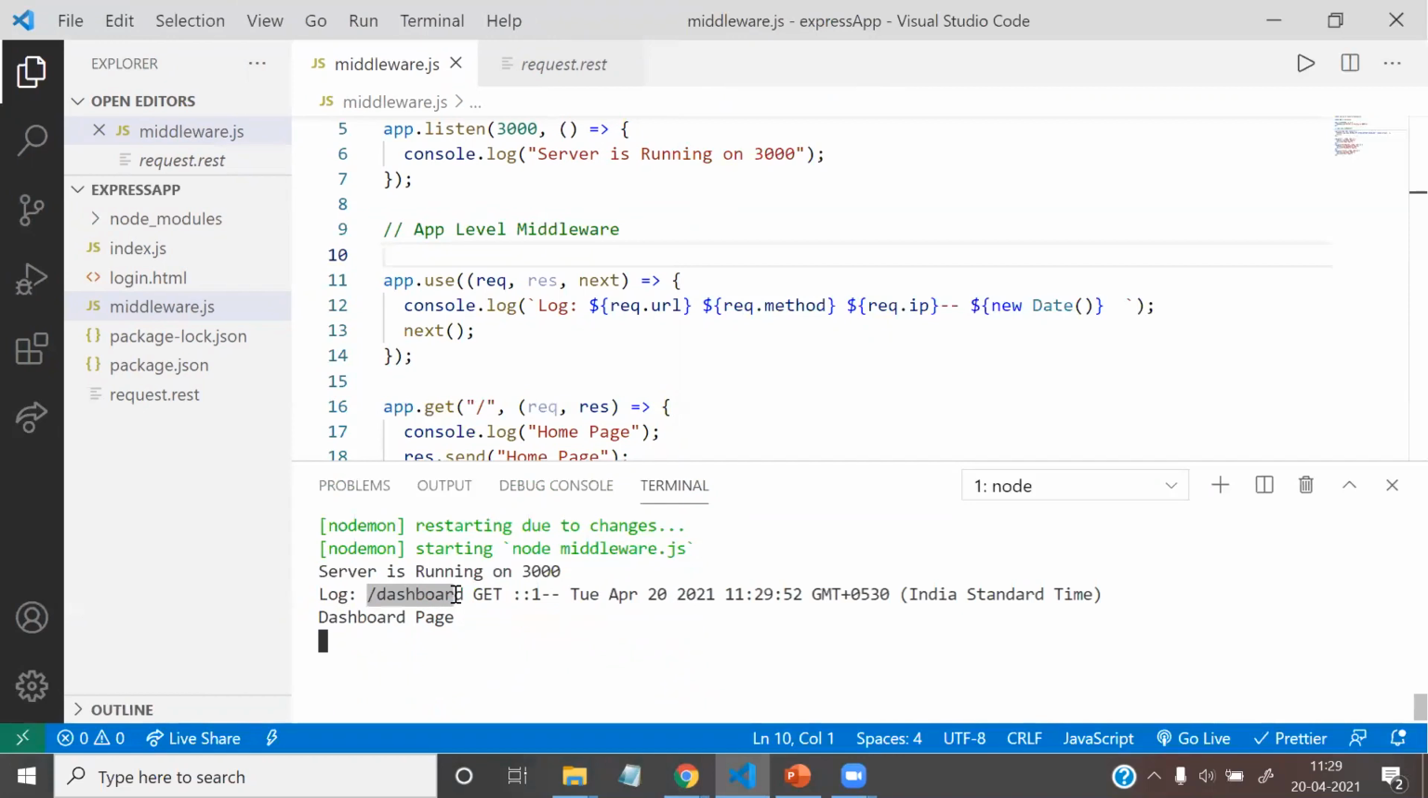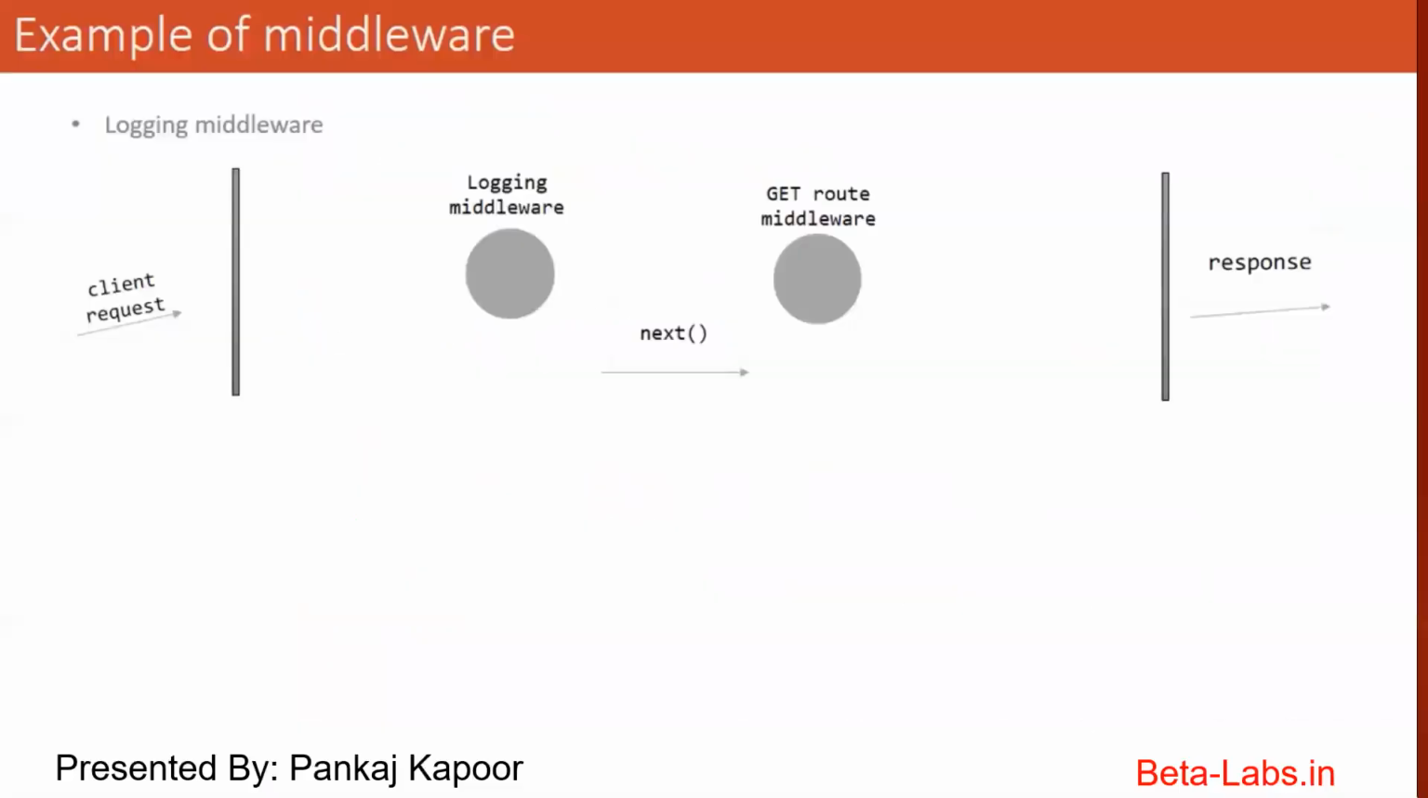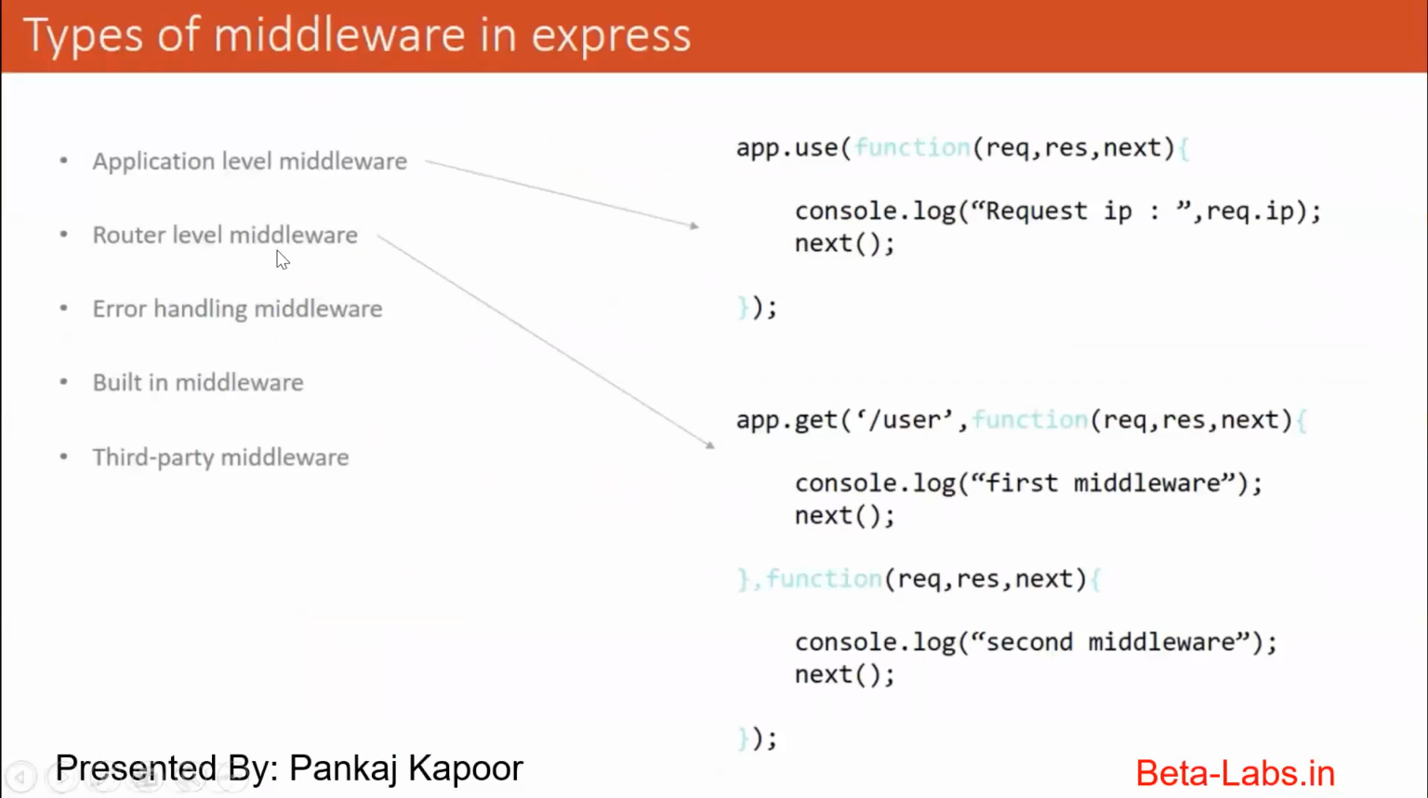So this is the dashboard URL, this is the method, and this is the IP address. Because I'm working on a local machine, the IP address looks like that. But if we are working on another server or another machine, then the IP address will be the actual IP address of the machine. So this is the kind of logging information I'm collecting using the app level middleware. Understand? So let's talk about the next one, router level middleware.